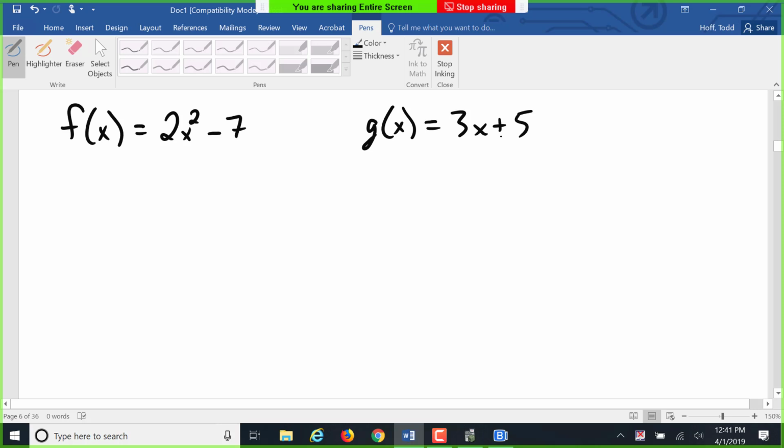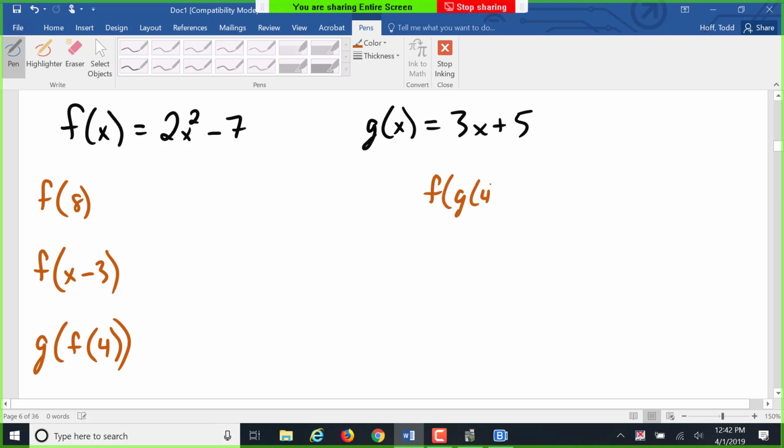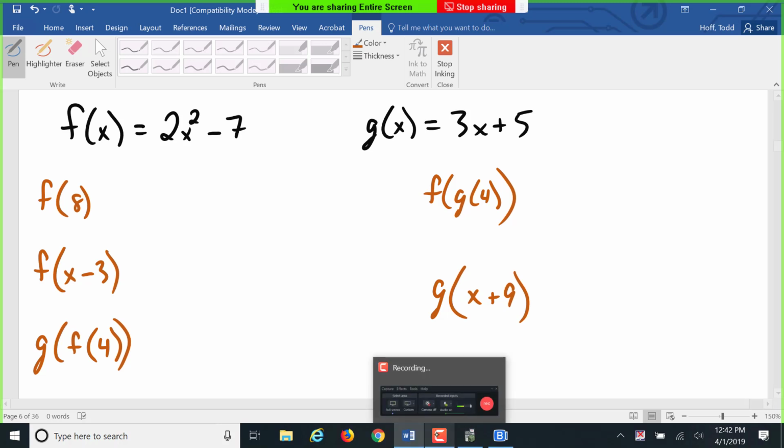Given f of x equals 2x squared minus 7, g of x equals 3x plus 5, I want you to find for me f of 8, f of x minus 3, g of f of 4, f of g of 4, and g of x plus 9. I'll give you a minute or so to work on those.